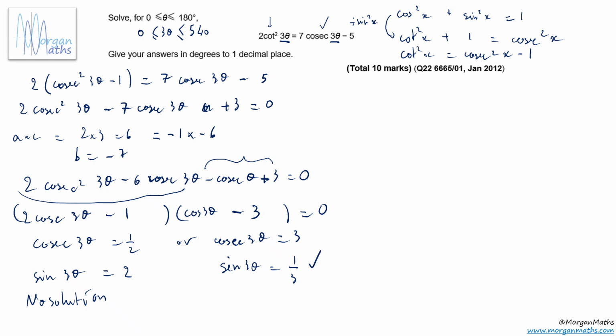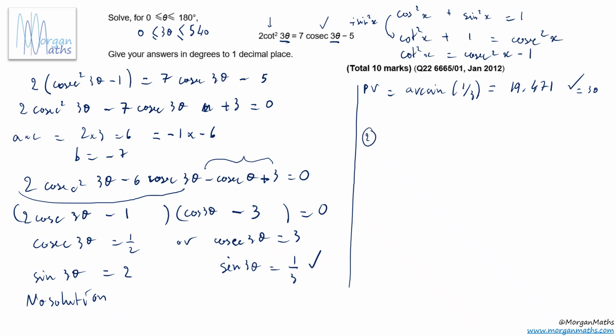I now get my calculator out, and I'm going to start working with my principal value, which is arcsine or sine -1 of 1/3, and my calculator is saying that this gives me 19.471, and that is a value that I'm going to keep because it is between 0 and 540. I leave a bit of space, but I remember that this, by the way, is 3 theta, so I'm going to need to revisit and then divide everything by 3. But first of all, I want to find all my solutions.